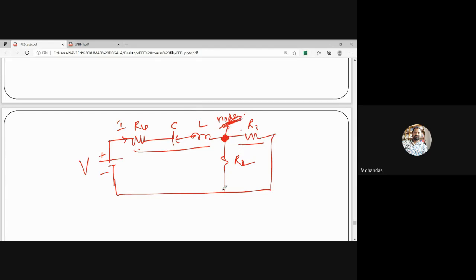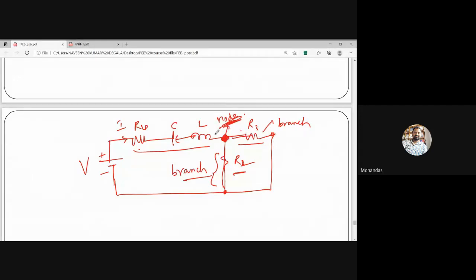And from here to here, there is an R2 resistance, and from here to here, this is known as a branch. What is this? This particular element is known as a branch in a circuit. And this also is a separate branch. Node and branch, this is the difference. And this total connection is an electrical circuit.